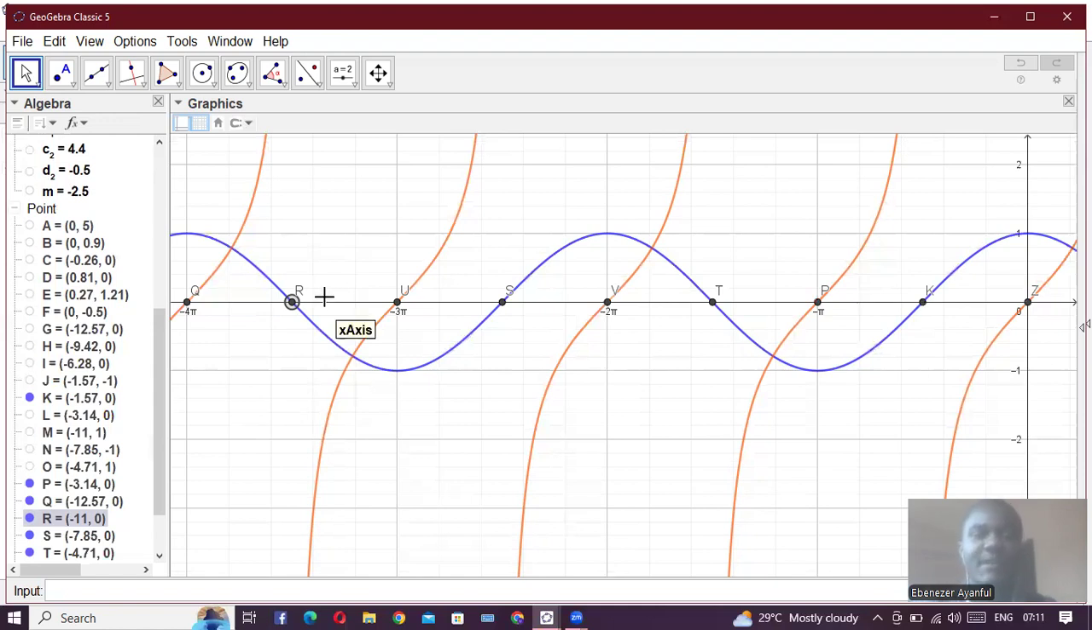This is what we are going to be doing today. In our next class, we will look at more things that we can use the GeoGebra app to do. But for now, we'll end our class here, and then we'll continue in our next class. Okay, so thank you very much.